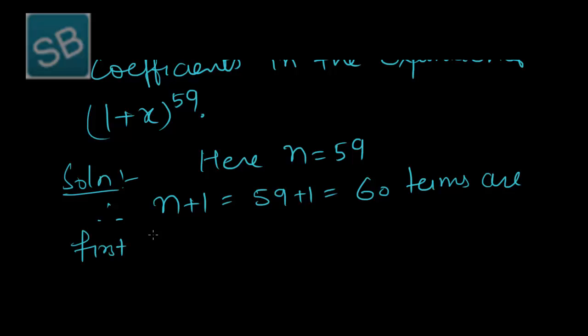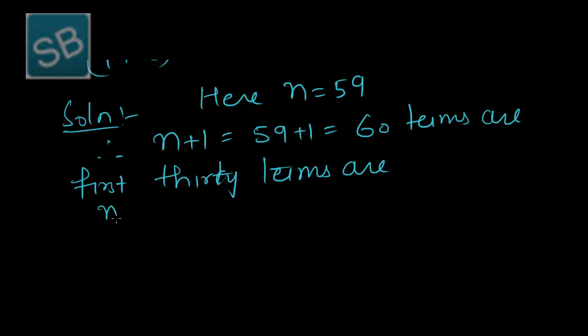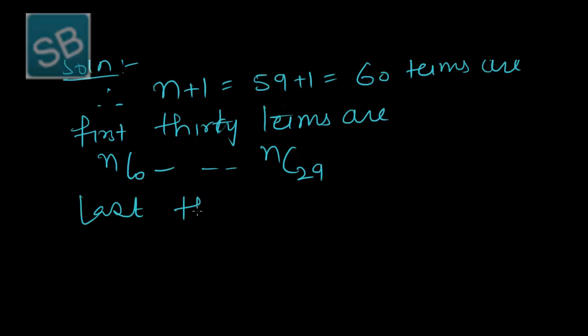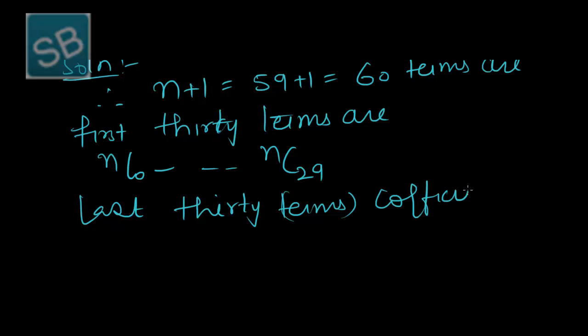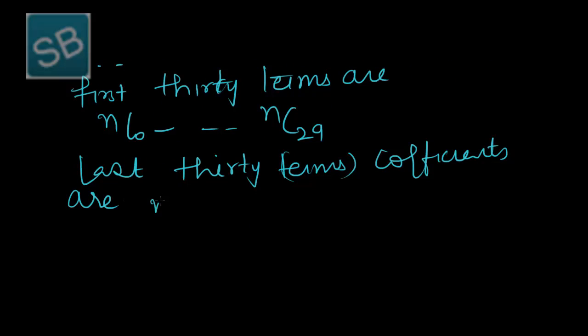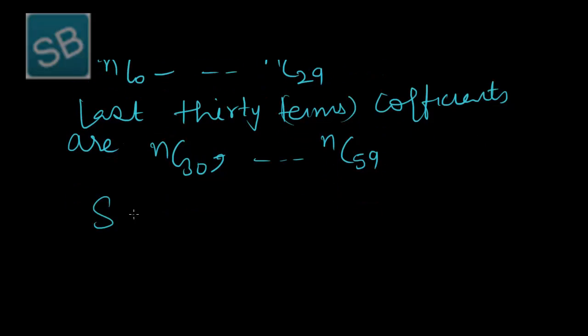So the first 30 terms are 0 to nC29, and the last 30 coefficients are, as it is in 1 plus x form, therefore, the coefficients are nC30 to nC59, that is the last 30 coefficients. So we have to find the sum. The sum of these is denoted as nC30 plus so on up to nC59. So here n is 59.